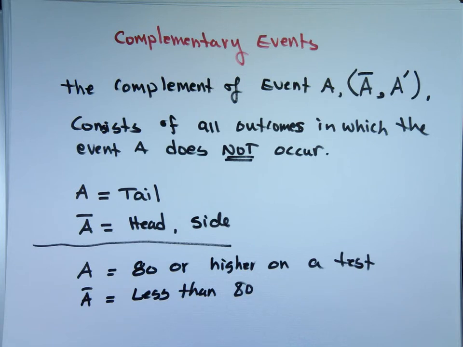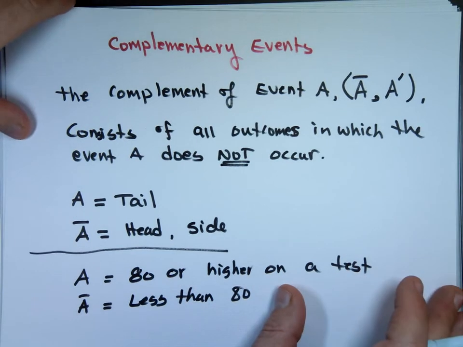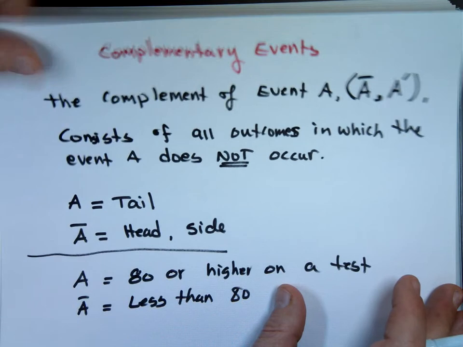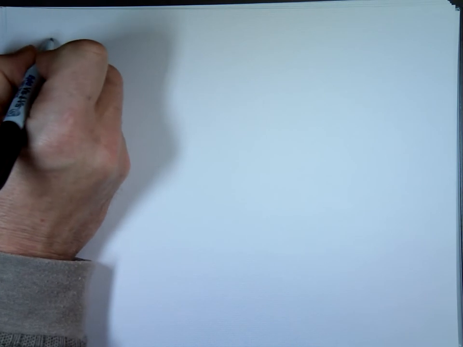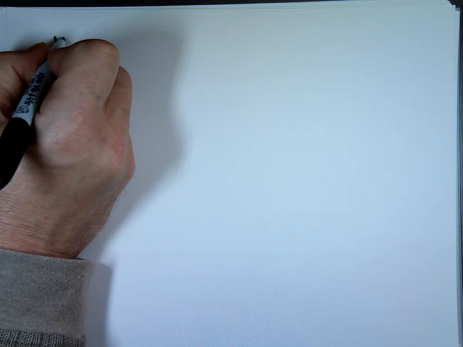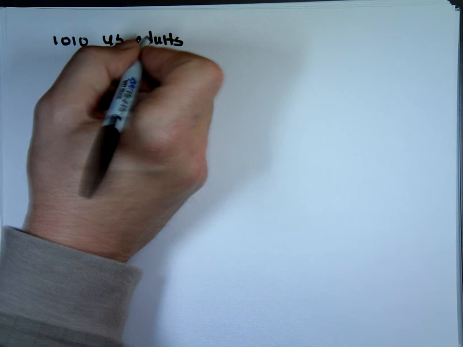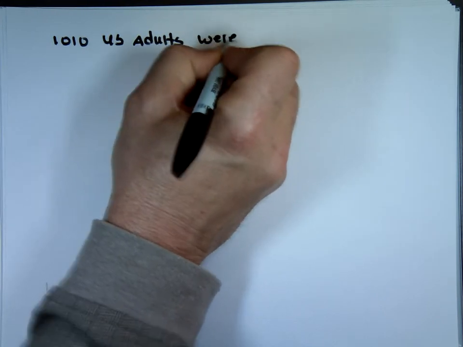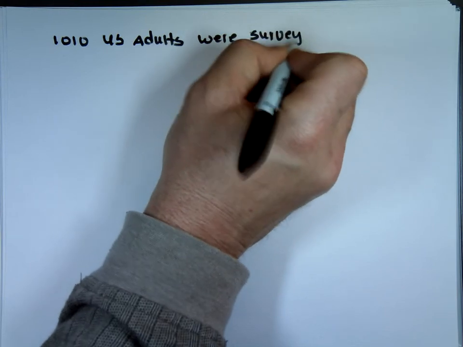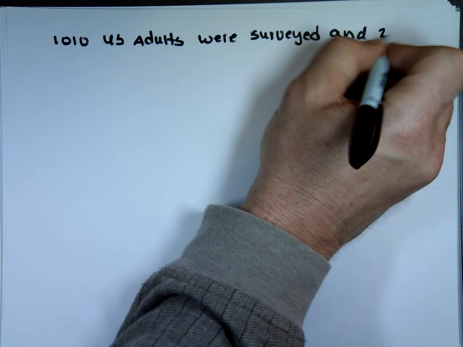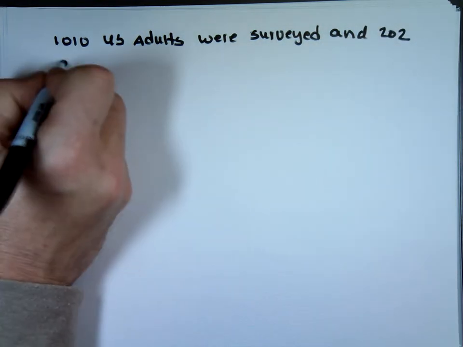Here's an example. We took a large sample. I'm trying to study the effect of cigarettes. What percent of the people smoke? We did a sample. We surveyed, let's say, 1,010 people. Doesn't have to be even 1,000. We'll say U.S. adults. We're only studying people in the U.S. So we surveyed here, and 202 of them were smokers.